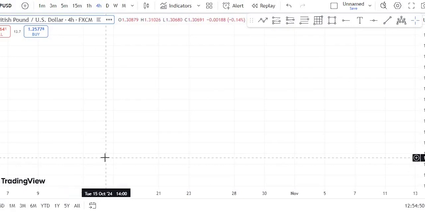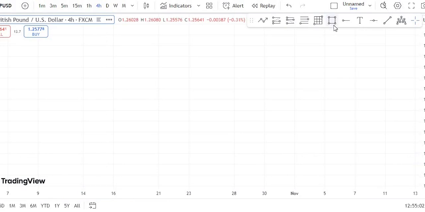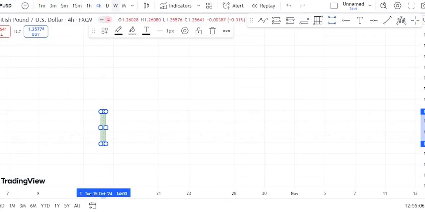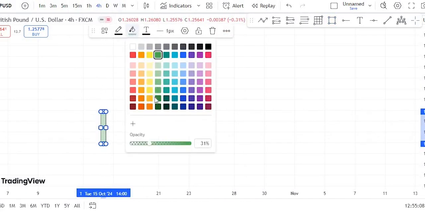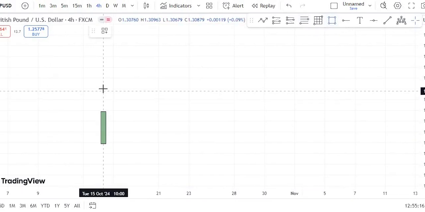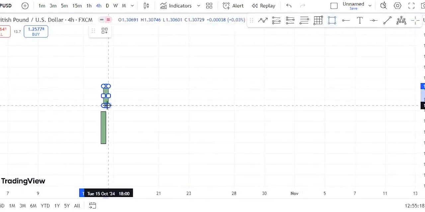So what is a fair value gap? Fair value gap literally means an imbalance in the market, a gap the market leaves in the market. So this is a scenario. Let's say we have a green candle right here. This stands for bullish. We have a green candle right there, and we have another green candle right there.